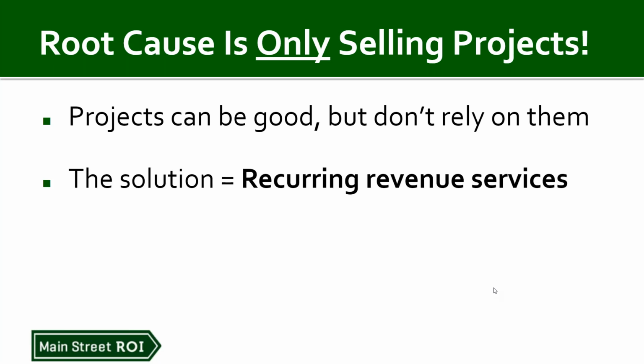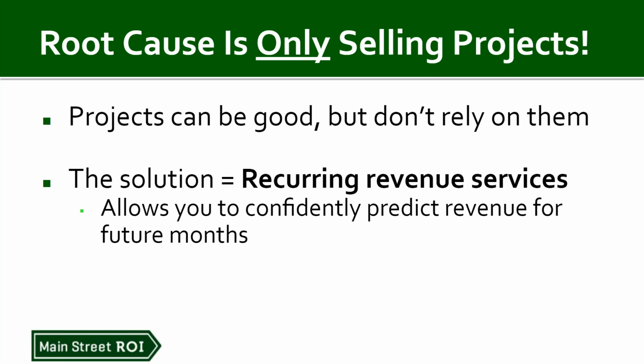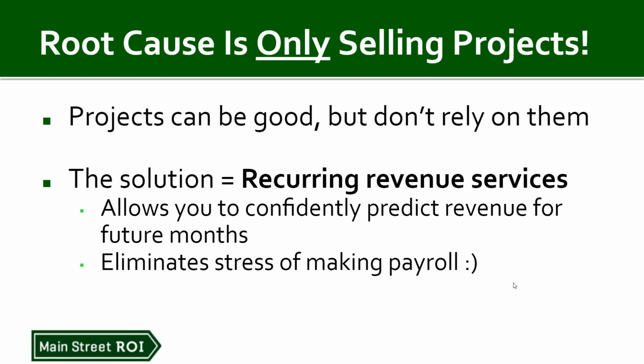So obviously with the name of our presentation today, the solution is going to be recurring revenue. So the faster you can add on recurring revenue and have a base, whether it's a couple thousand a month, $5,000, $10,000, $100,000 a month recurring revenue, now you're no longer starting from zero each month. You've got that base revenue, which obviously leads to less stress. So you can more confidently predict your revenue for future months, and then you don't have that stress of making payroll.